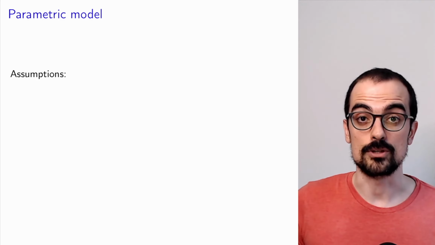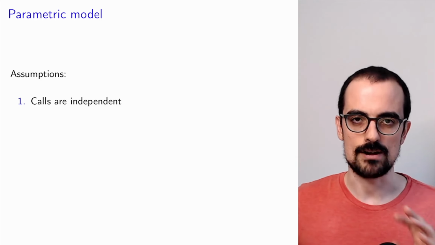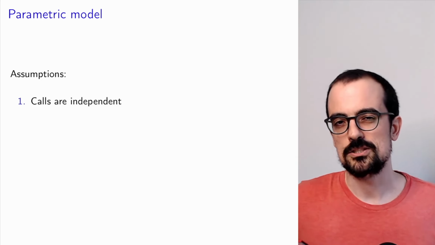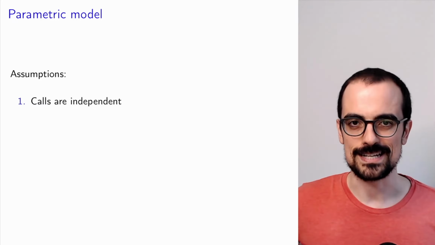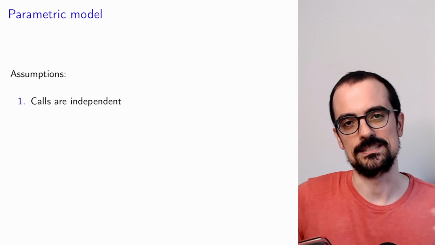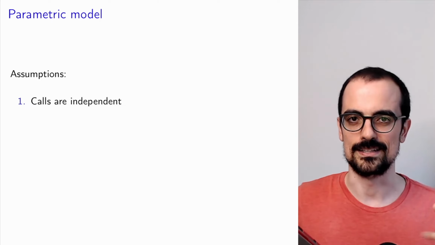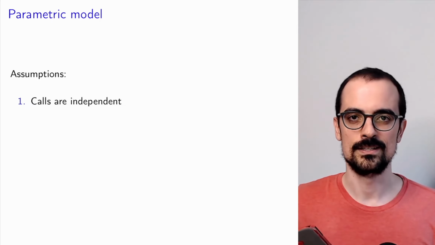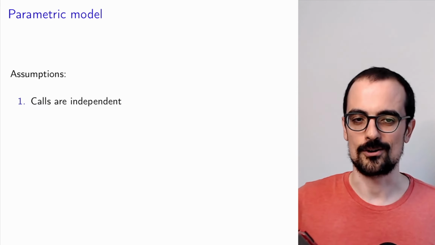Let's design a parametric model. We're going to make the following assumptions. We're going to assume that the calls arrive independently. This is not necessarily the case. Imagine there's some financial crisis and people start calling the bank all at the same time. In that case, they wouldn't be independent, but in general, we assume that everyone is in their own place and there's no event that kind of makes them dependent. So we assume that the calls are all independent.